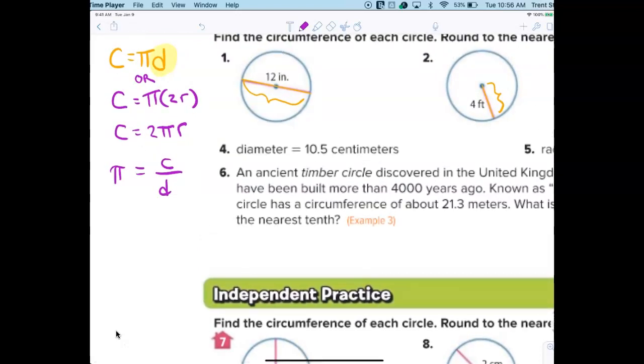Pi times diameter is the same as 2 times pi times r. You hear me? All right, so now for question number 1, on your paper, you're going to write the formula. Why are we writing the formula? Because on the test, am I going to give you the formula? No formulas on the test. You have to know it.